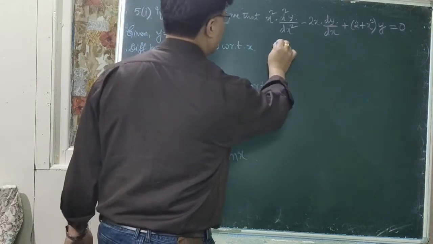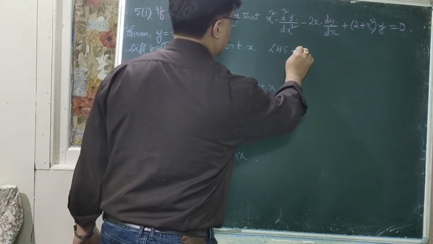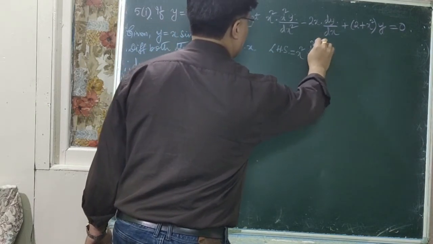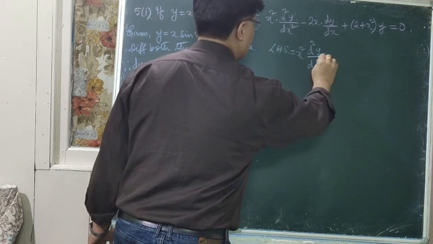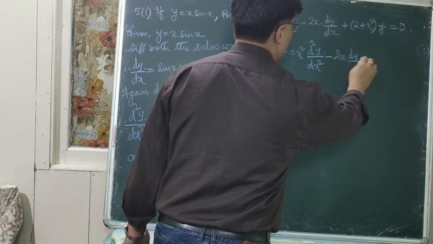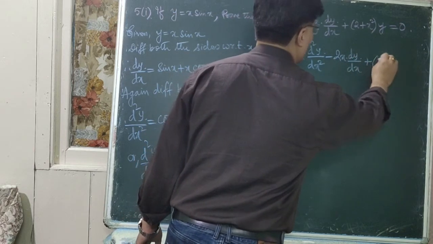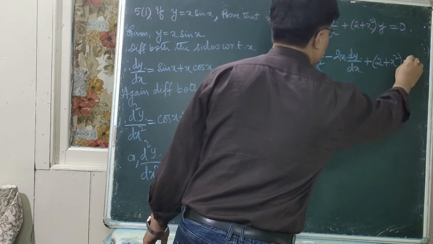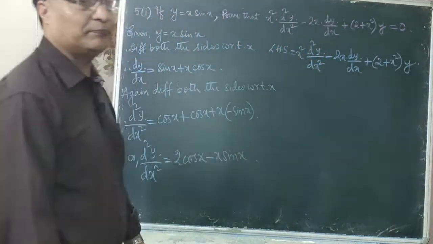Okay, so now you prove LHS is equal to RHS. Now write on left hand side. So here LHS is equal to x square d2y by dx square minus 2x into dy by dx plus within bracket 2 plus x square into y.